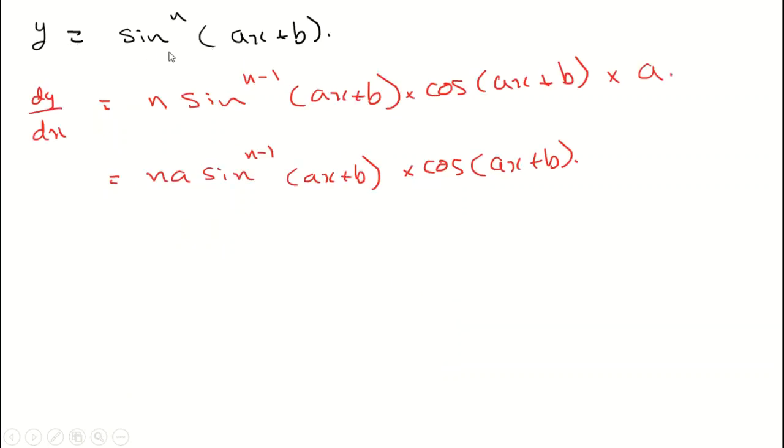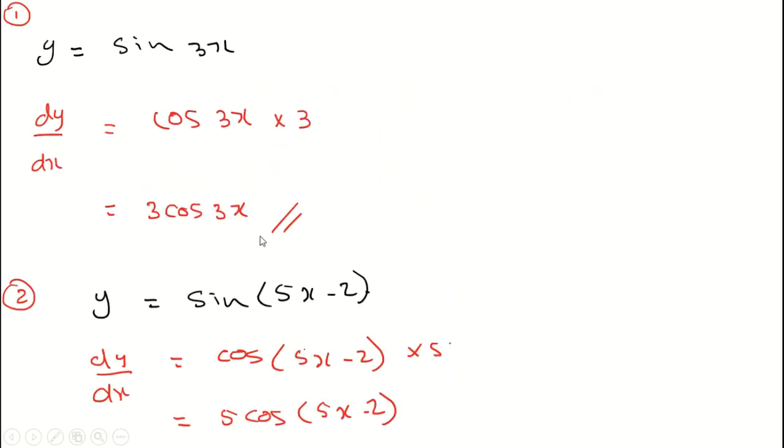If y is equal to sin to the power n of ax plus b, then dy over dx is n sin to the power n minus 1 of ax plus b, into cos of ax plus b, into a. So this could be written as this. A few examples: sin 3x means cos 3x into 3, so 3 cos 3x. Y equals sin of 5x minus 2 means cos of 5x minus 2 into 5, so 5 cos of 5x minus 2.